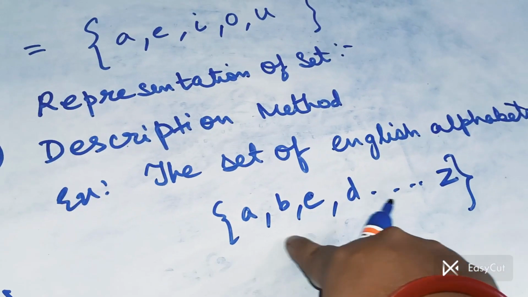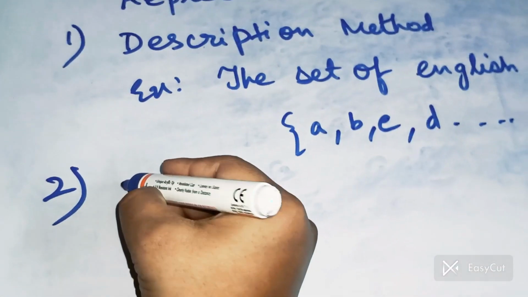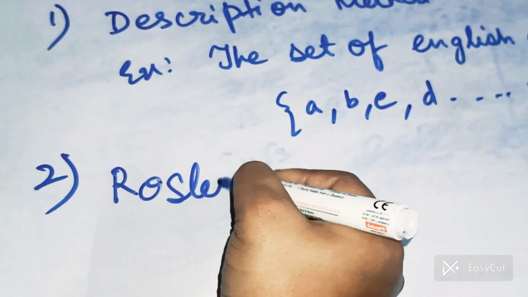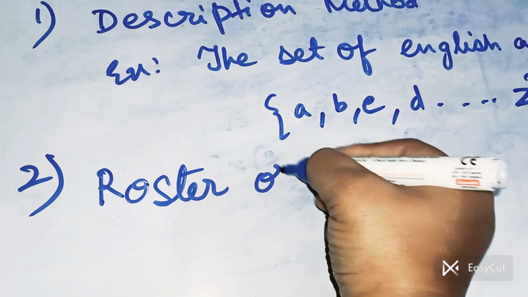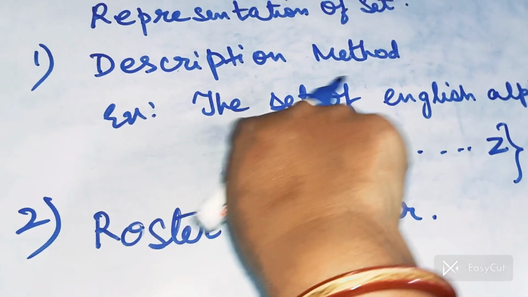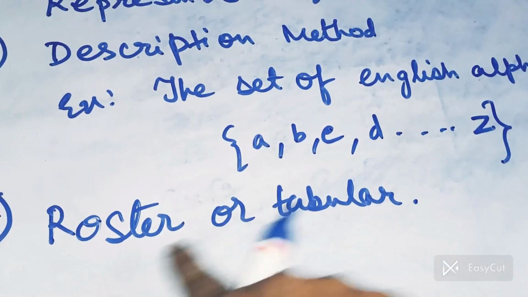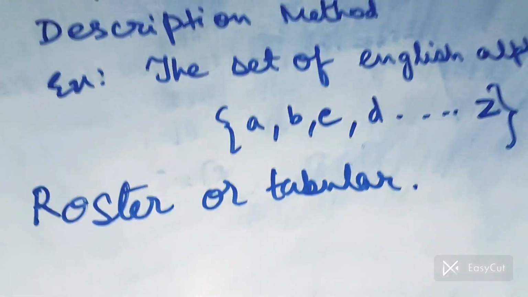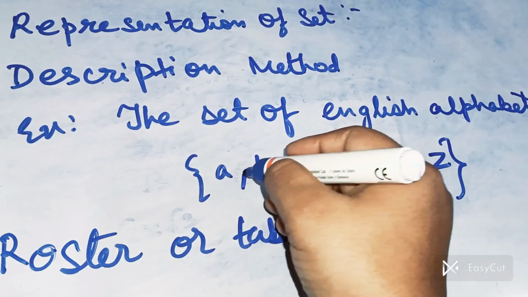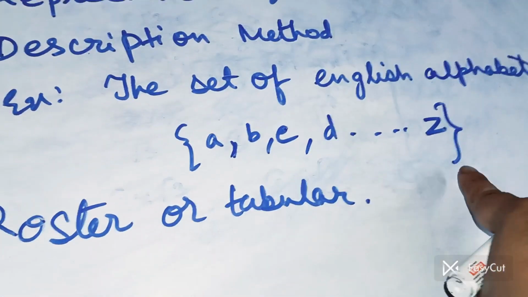And when we are writing just the elements, that is called the roster method, or the tabular method. So this is the description method, and this method is called the tabular form or the roster form. We just write the elements here, the elements are separated by commas, and we write it in a curly bracket or the second bracket.